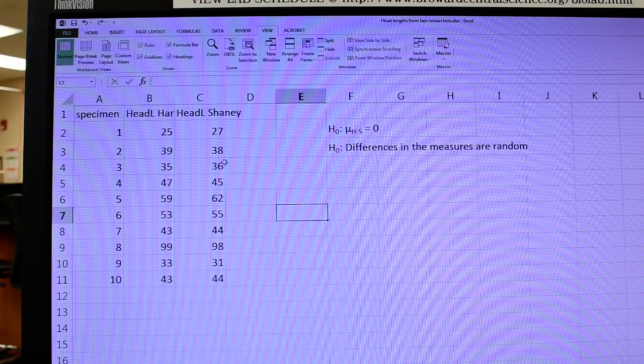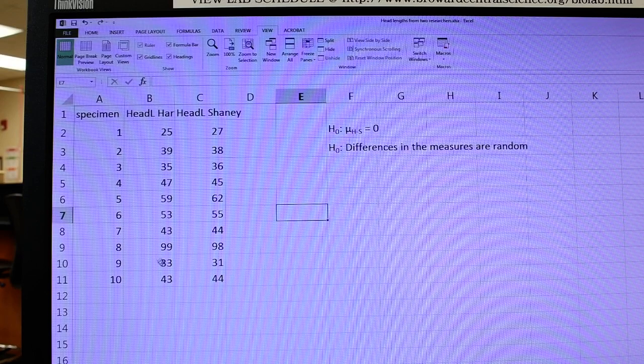So what we're interested in this comparison is we want to know, is there some sort of systematic error? In other words, does Shaney always or usually take measurements that are a little bit shorter or a little bit smaller than Harvey's, or are they maybe a little bit larger? So we want to know if there's a systematic error or if the differences between the two researchers is purely random.